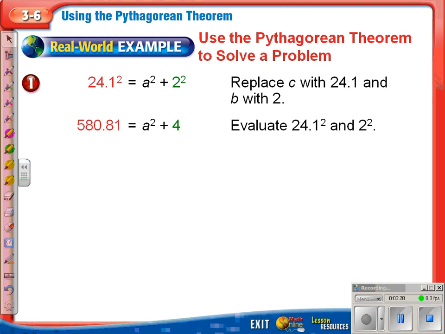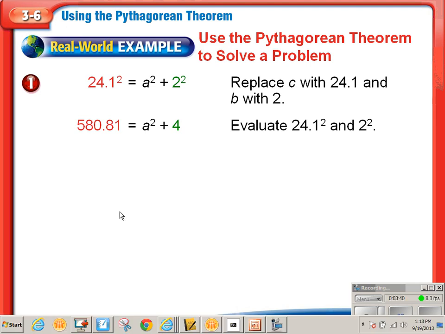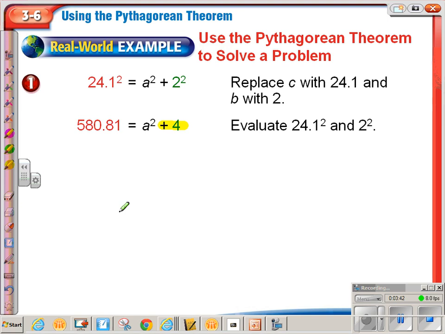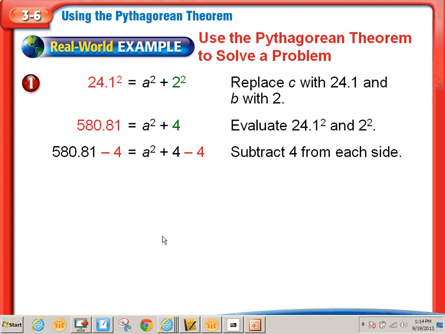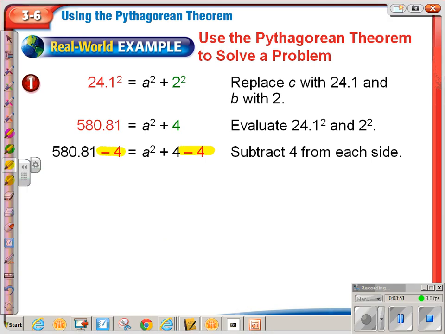We're trying to find the distance between the building and the bottom of the ramp. Remember, again, that's our goal. So to get there, we isolate a squared. To get it by itself, we're going to get rid of a positive 4. So to do that, we subtract 4 on both sides of the equation. And that's what they're showing here. I subtracted 4 on the right, I subtract 4 on the left.